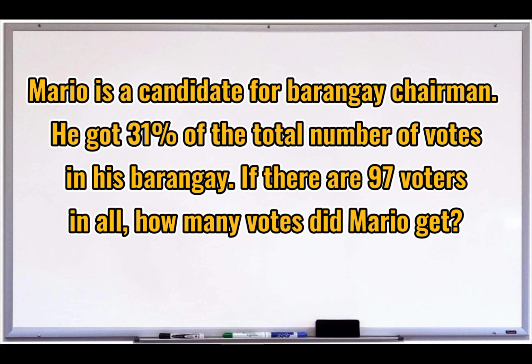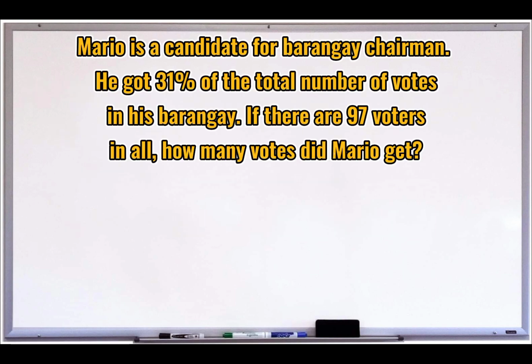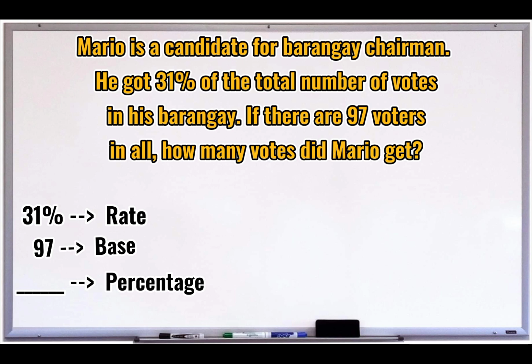Now, let's go to our lesson which is about finding the percentage in a given problem. Okay, so I have here a word problem. Let us read. Mario is a candidate for barangay chairman. He got 31% of the total number of votes in his barangay. If there are 97 voters in all, how many votes did Mario get? Based on the problem, what do you call the 31%? Yes, it is rate, correct. How about 97? Yes, 97 is the base. So, what is the missing element in the problem? Yes, very good. Percentage is the missing element in the problem.